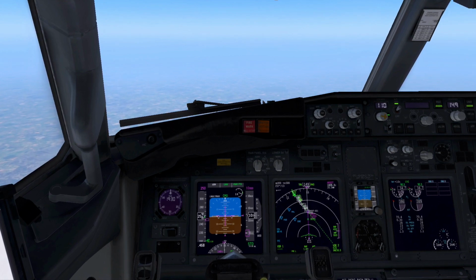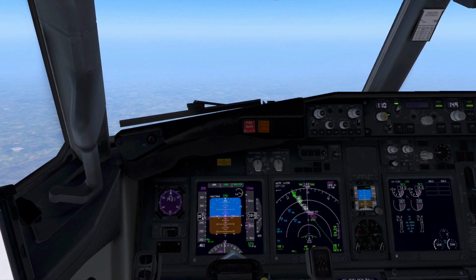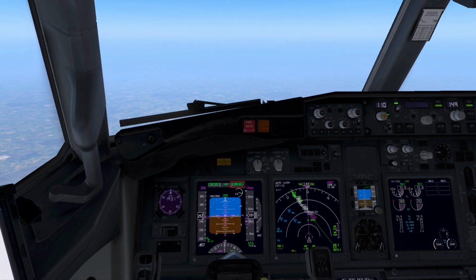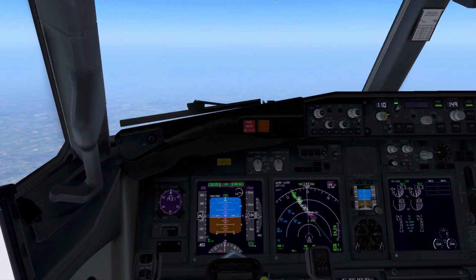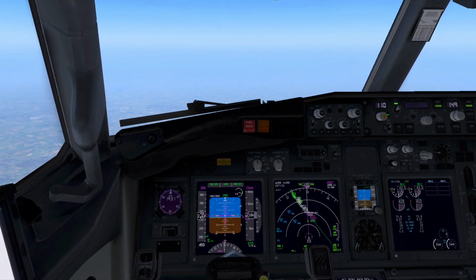Now keep in mind that VNAV will always respect the altitude that is set on the MCP. So in this case it's set to flight level 100, so VNAV will not descend below that altitude. As you can see, we've now entered VNAV altitude, which is basically the same as altitude hold. That means that the aircraft will level off at flight level 100 in this case.